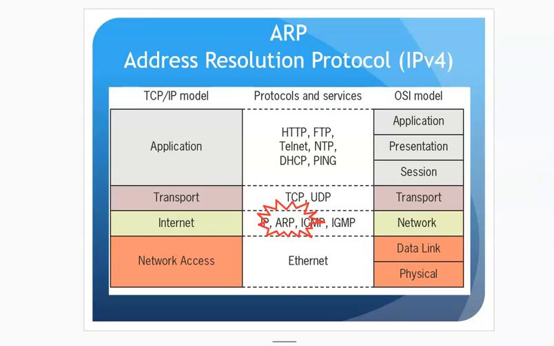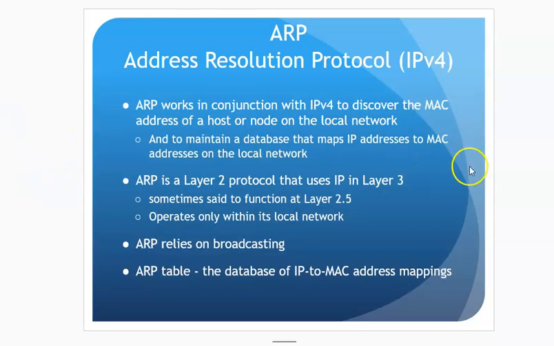Hi, it's CNT120. We are working on Chapter 4, and we're in the section on ARP, Address Resolution Protocol. This is a protocol working at our network or internet layer. ARP is an IP version 4 protocol, and it's there to discover a MAC address when we know the IP address.